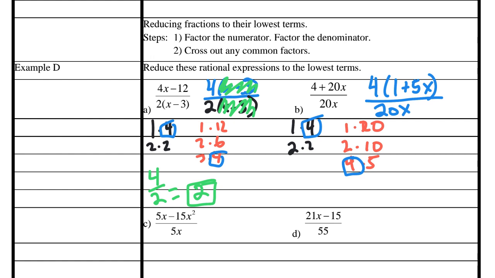Do I have anything that I can cross out? Well, 1 plus 5x is not 20x. So the only thing that I could do is reduce 4/20. So I could reduce 4/20 down into 1/5. Okay, so that would be 1 and that would be 5. So then my final answer would be 1 plus 5x over 5x. And again, we can't cancel out that 5x, even though it's very tempting. That 1 plus messes everything up.